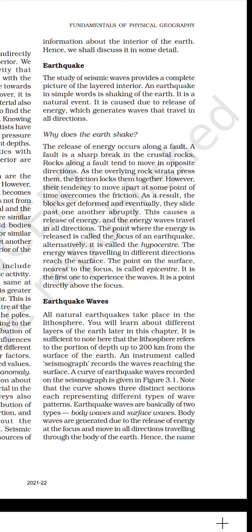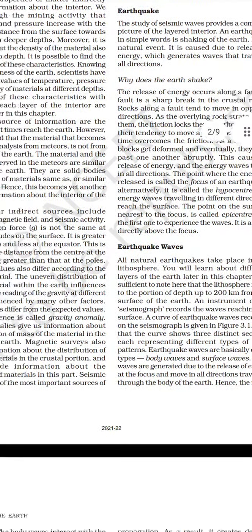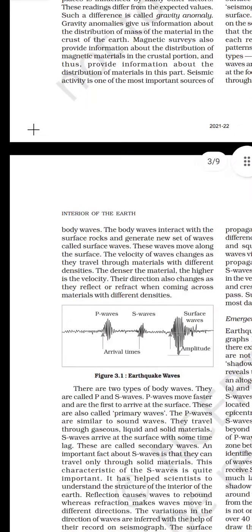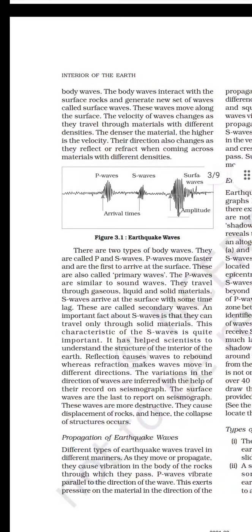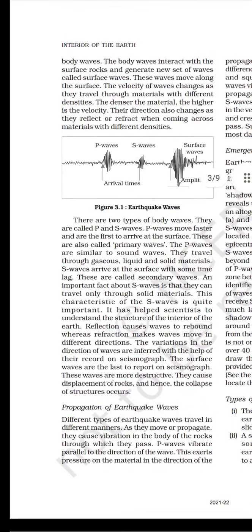Note that the curve shows three distinct sections, each representing different types of wave patterns. Earthquake waves are basically of two types, body waves and surface waves. Body waves are generated due to the release of energy at the focus and move in all directions traveling through the body of the earth. Hence, the name body waves. The body waves interact with the surface rocks and generate new set of waves called surface waves. These waves move along the surface.